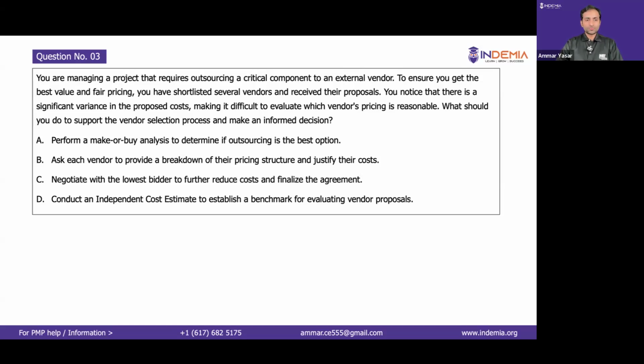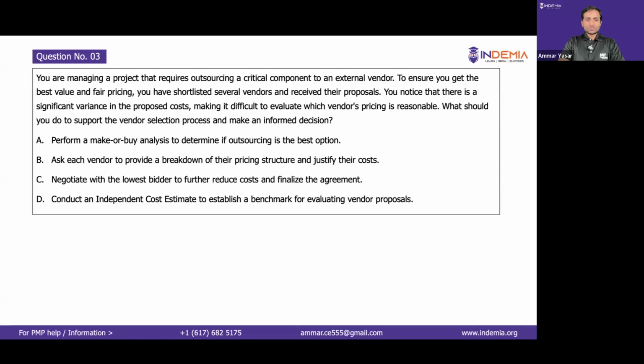So what you should do: perform a make or buy analysis to determine if outsourcing is the best option. So we're not talking about whether we should outsource or not. We're talking about determining the right price. So A can't be the right answer because you have already established you're going to outsource. The problem is not about outsourcing, the problem is about pricing.